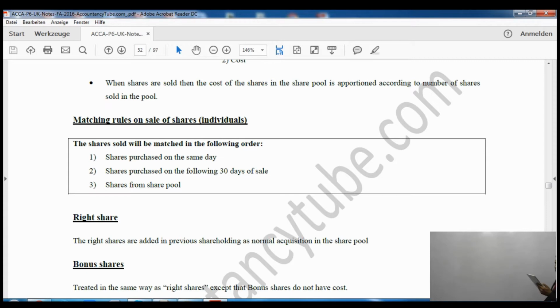First of all we'll take shares purchased on the same day. So if you are selling shares on 31st of December and you have bought any shares on the same date, you'll have to take the cost of them first. The second preference is shares purchased in the following 30 days. If you bought any shares in the following 30 days, then we'll take the cost of those shares as well. Then if you still need to take some cost, because you haven't taken the cost of all 100 shares yet, the last preference is the share pool. We'll take the remaining shares and their cost from the share pool.